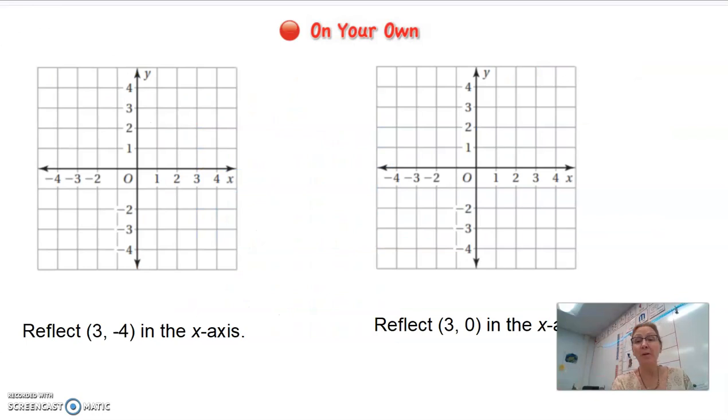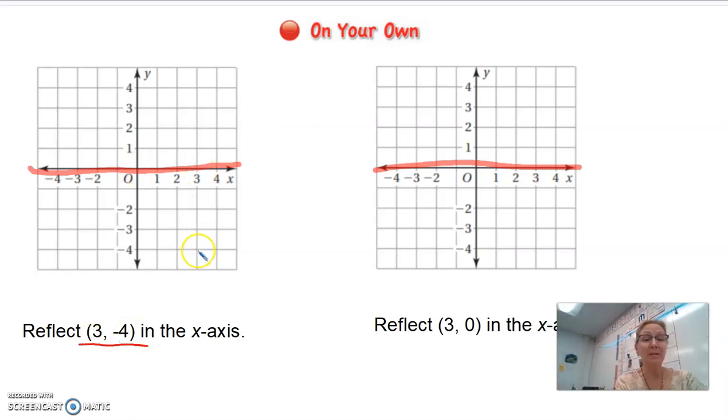Okay, so here's your two OYOs. You might want to take a highlighter and highlight the x-axis, because that's the line that the point is going to jump over. I start by plotting. You should pause this, try it on your own, but if you don't know what to do, then go ahead and unpause the video. So I'm going to start out with this point, (3, -4).